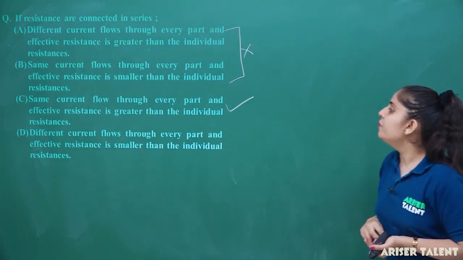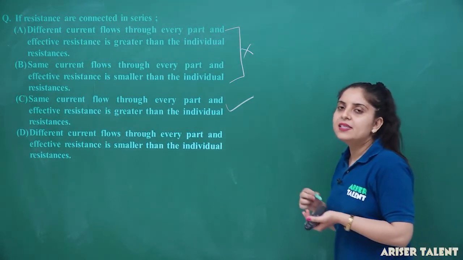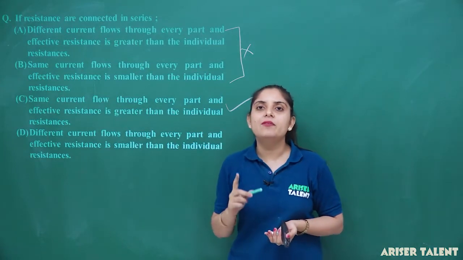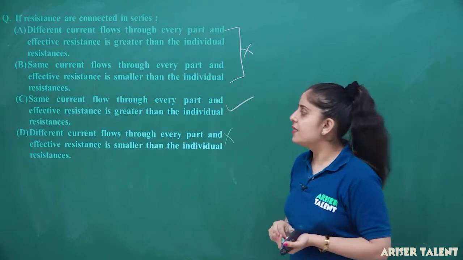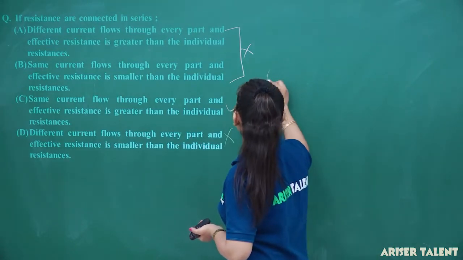Fourth, different current flows through every part. In series resistance, we are provided with only a single current. So the same current will pass through all the resistances. So here option number C will be our correct answer.